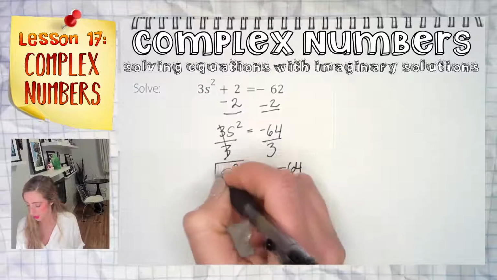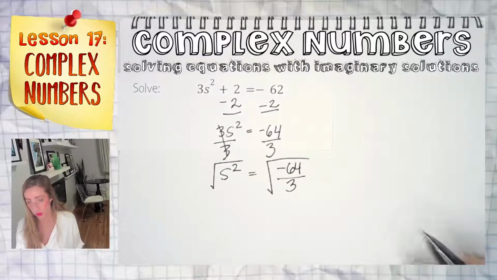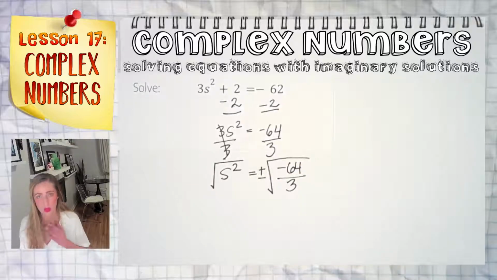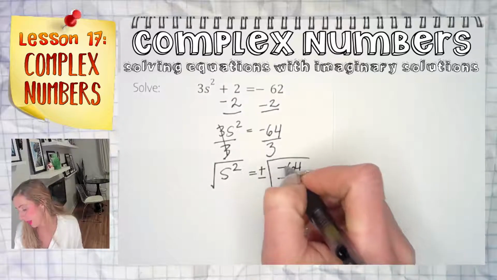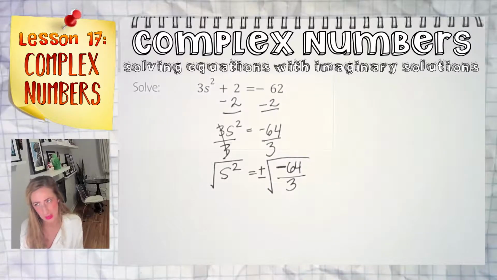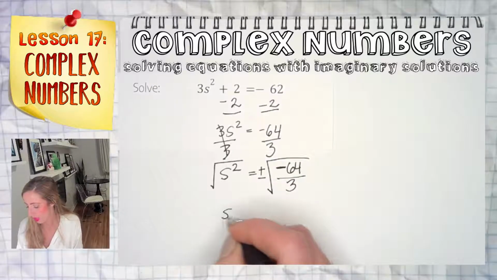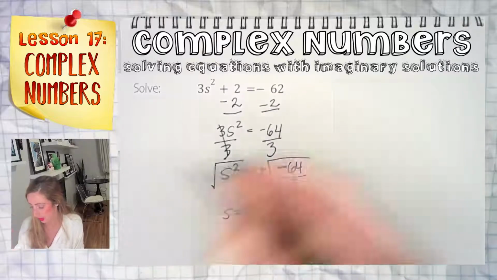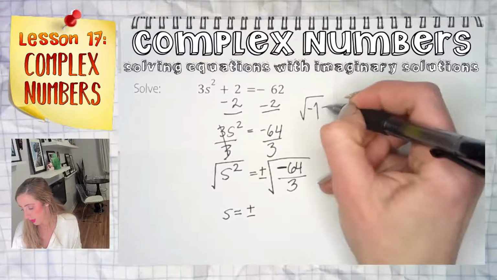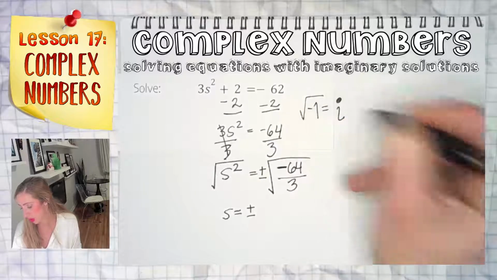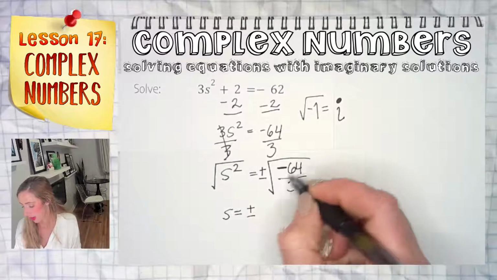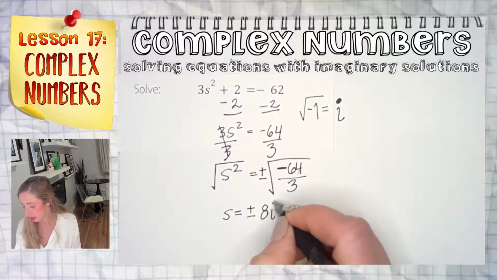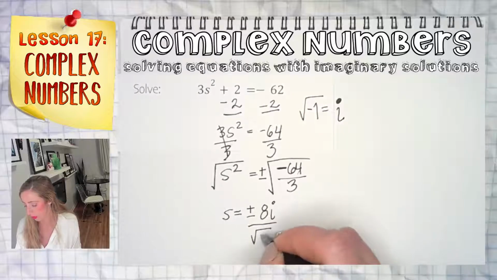Now, to get s alone, this is where we take the square root of both sides. And when we are the ones taking the square root ourselves, we put a plus minus in front. This negative right here is really a negative 1 times 64. That means we have plus minus. That negative is going to be negative 1. Square root of negative 1 is everyone's favorite imaginary unit i. That will come out. Square root of 64 is 8. That will also come out. So plus minus 8i over square root of 3.